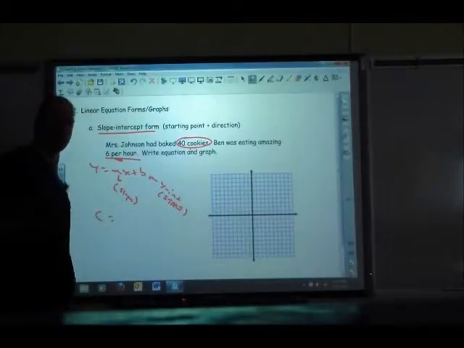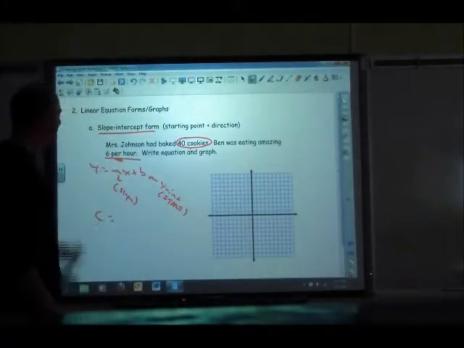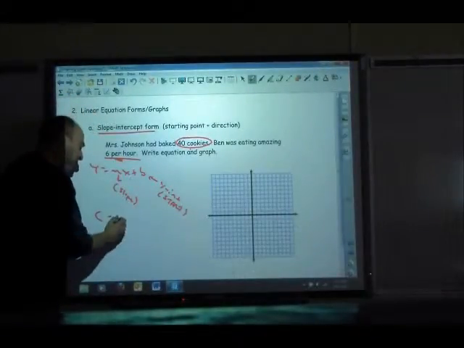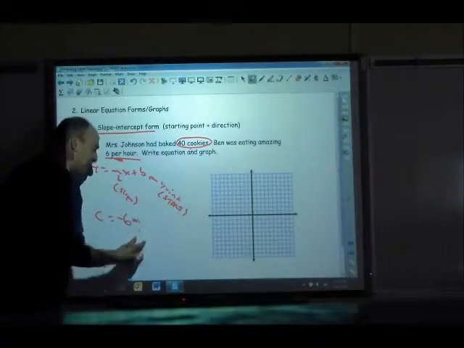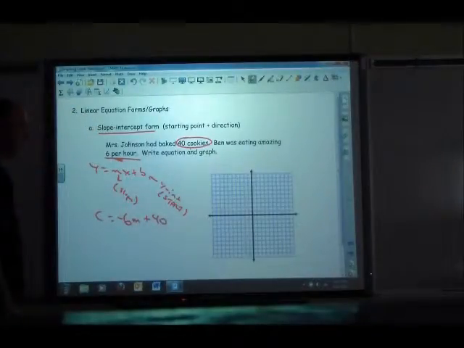Now, is the amount of cookies going up or down? And it's down, so the slope is going to be negative. So if I write this in slope-intercept form, I would be saying down 6 cookies. Now, I'm going to use m for minutes, and it starts at 40 cookies. Okay?